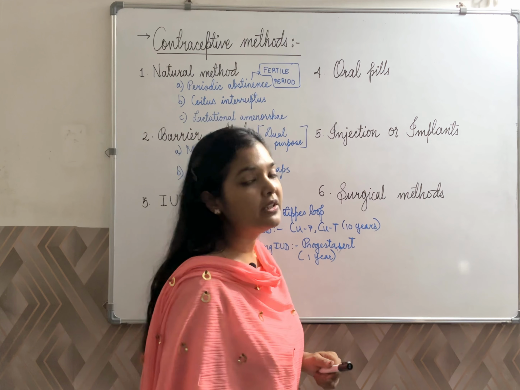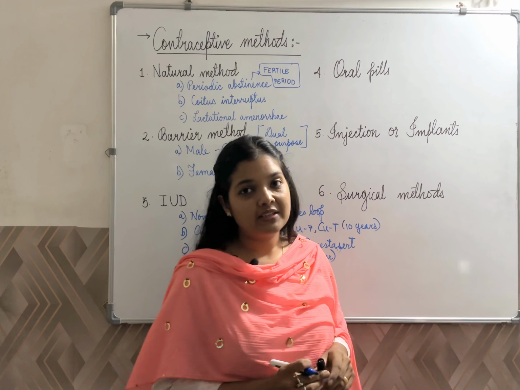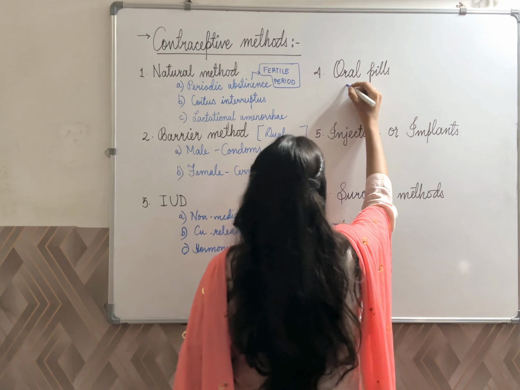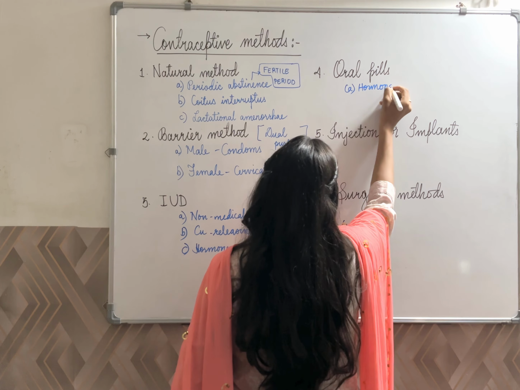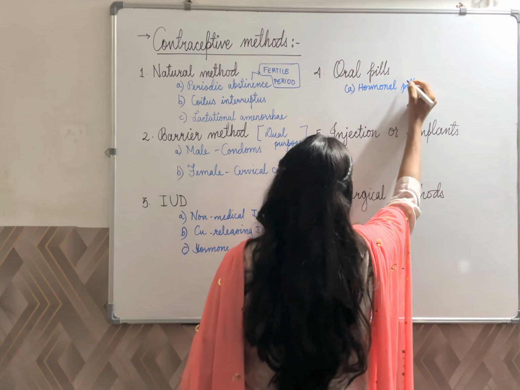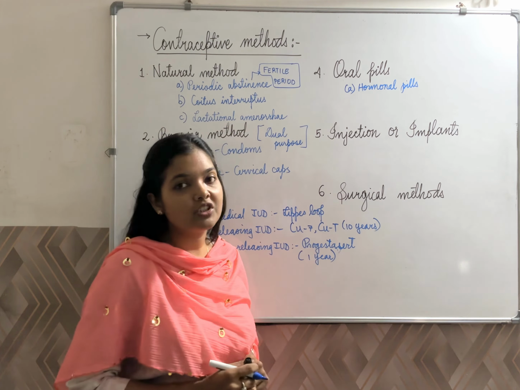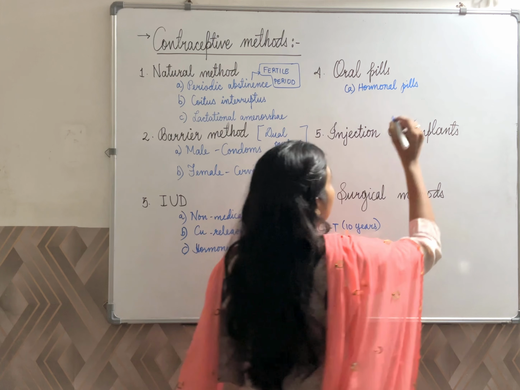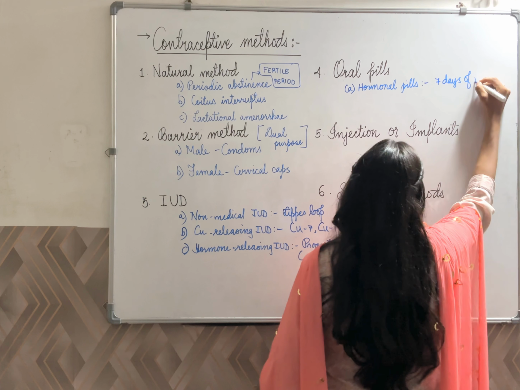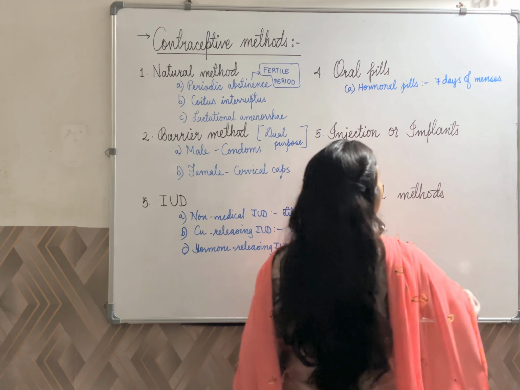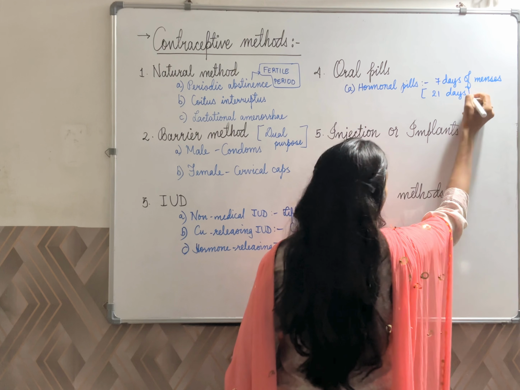Okay, let us start with oral pills. This is one of the easiest ways a female can try to avoid pregnancy. Oral pills are of two different kinds. One is the hormonal oral pill. Now, in the hormonal pills, what is used? Just like we expect, progesterone and estrogen. It could be a combination of these two. And it has to be taken right after 7 days of menstruation, continuously for a period of 21 days without any break.